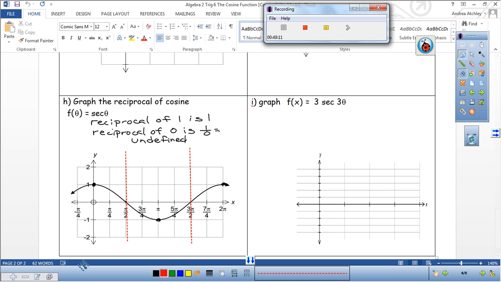Then what did cosecant look like? Parabolas, right? On the amplitude. Okay? Same thing with secant. Okay? Cosecant is just parabolas.